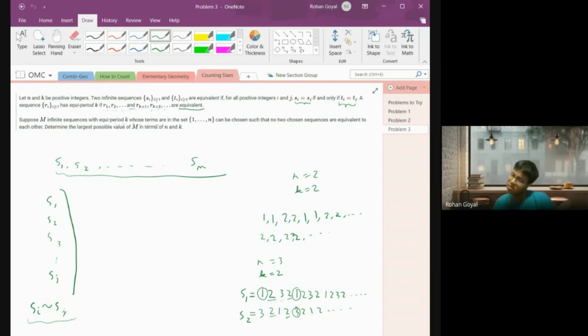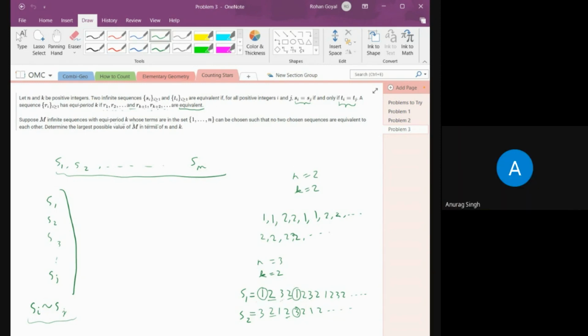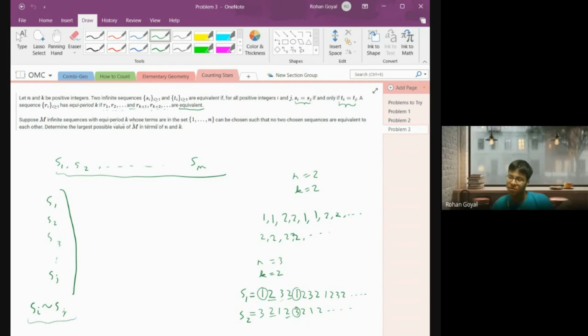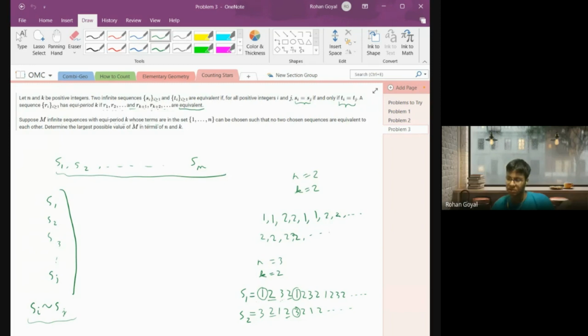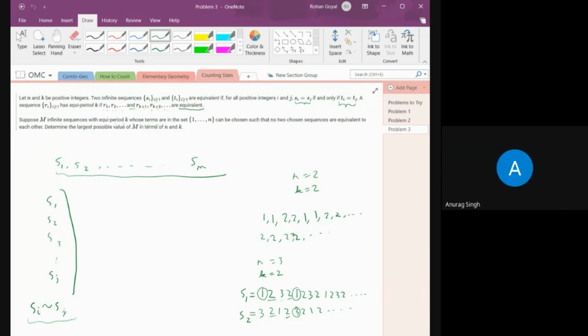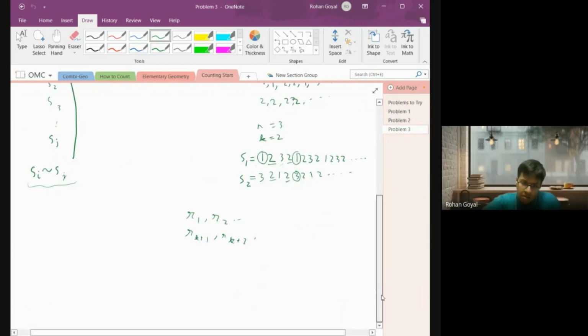If two sets are equivalent, then the first k elements should also be equivalent by the definition. Is that if and only if? It is if and only if. Is that what you're saying? Yes. Okay. So tell me this.